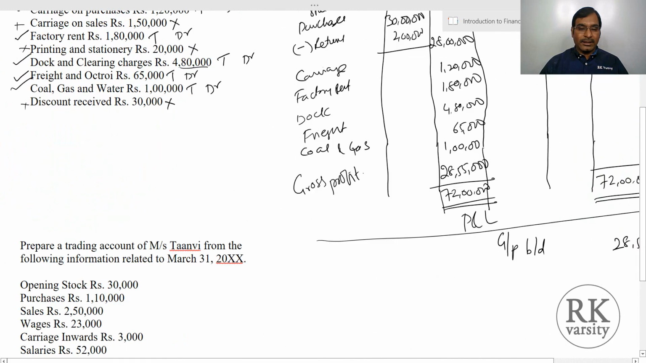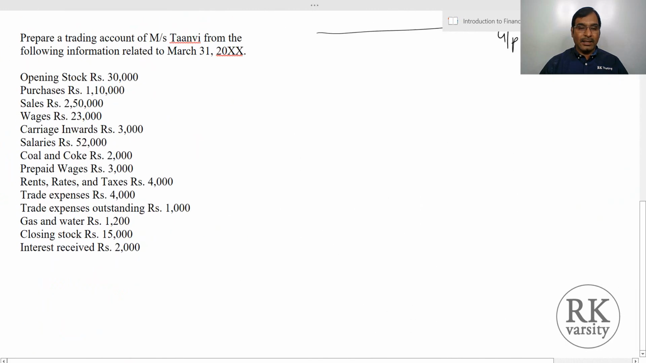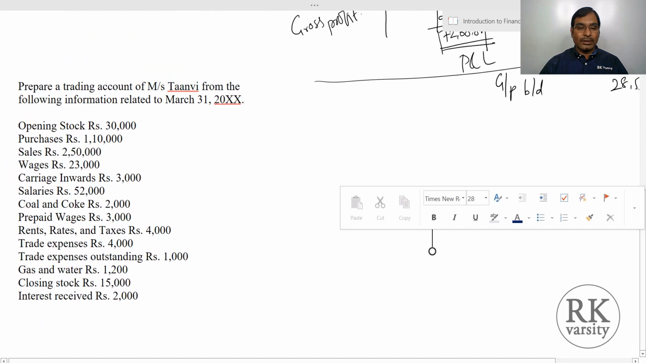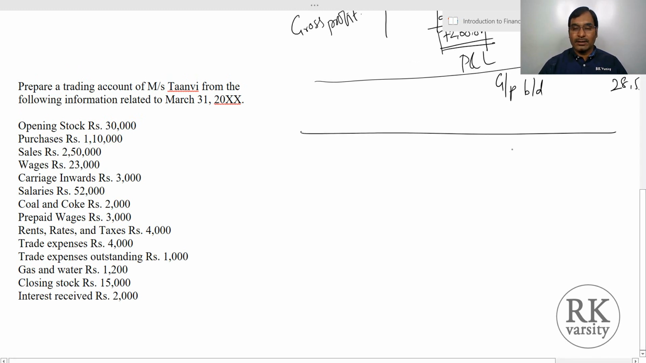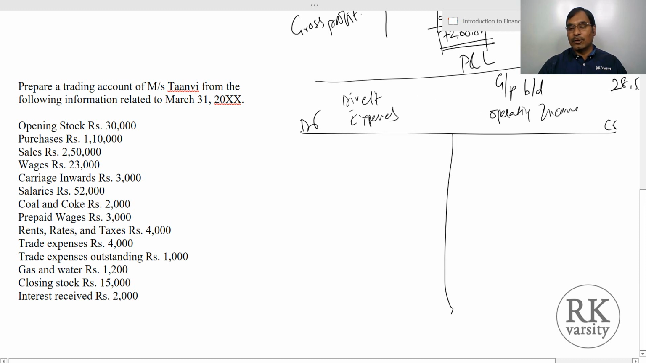Now I have another example. We quickly solve this one. So without taking much time, we simply draw a format. So here is the format. This is your debit side and this is your credit side. Debit side, all expenses, that is direct expenses, and credit side, all your operating income.